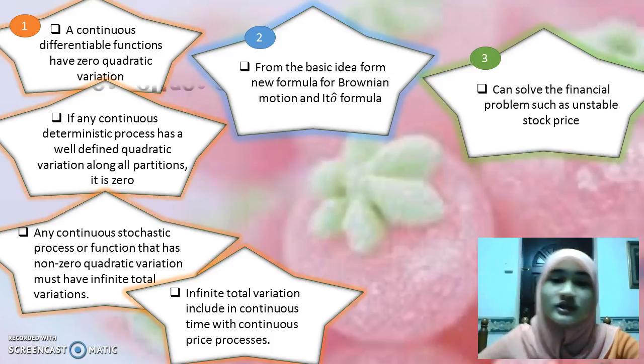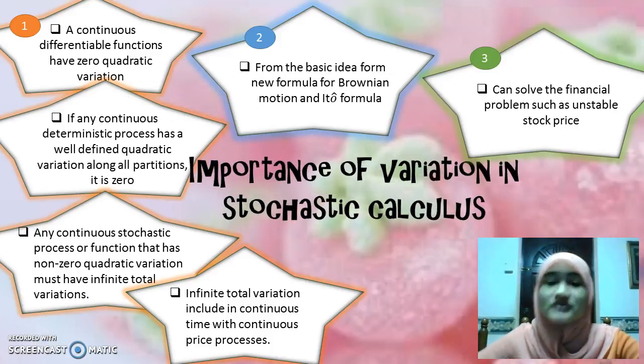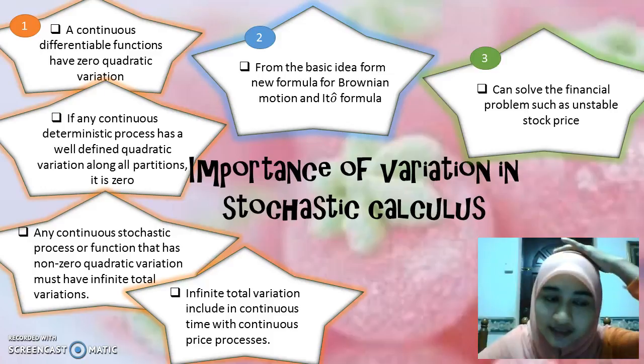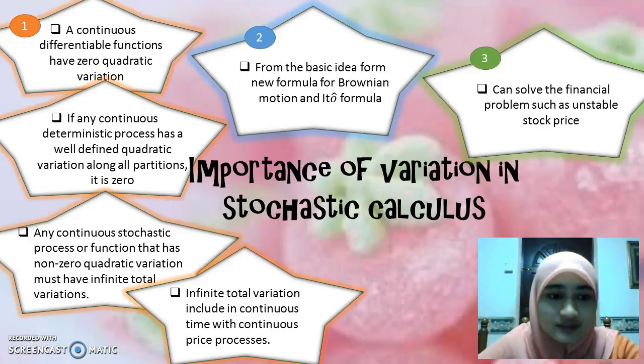Now let's move to the importance of variation in stochastic calculus. The first one is the importance in continuous differentiable functions, which have zero quadratic variation. If any continuous deterministic process has well-defined quadratic variation along all partitions, it is zero. Any continuous stochastic process or function that has non-zero quadratic variation must have infinite total variation. And infinite total variation occurs in continuous time with continuous price processes.